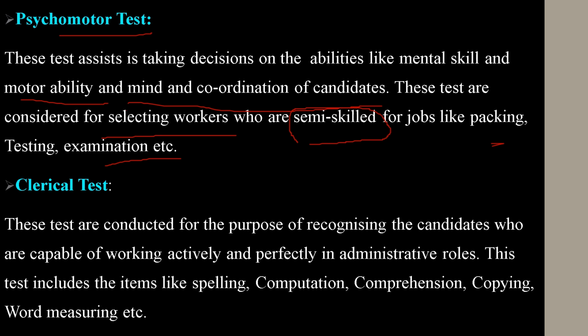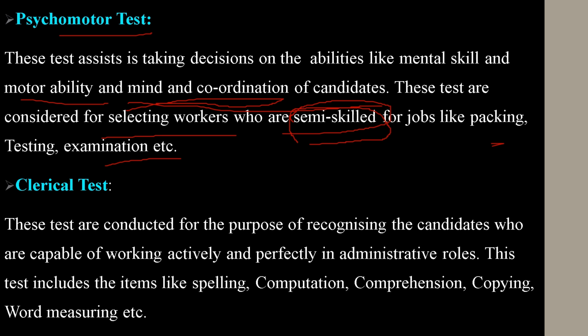Okay, so they are talking about mind and coordination of the candidate here. So generally, how far he's capable enough to cope up and mingle with the people in the organization, and how well he controls his mind. These tests are conducted to those who are semi-skilled, means not having total knowledge. Okay, so semi-skilled means half knowledge people. They don't have proper knowledge, good knowledge about that particular area, or on a particular work.